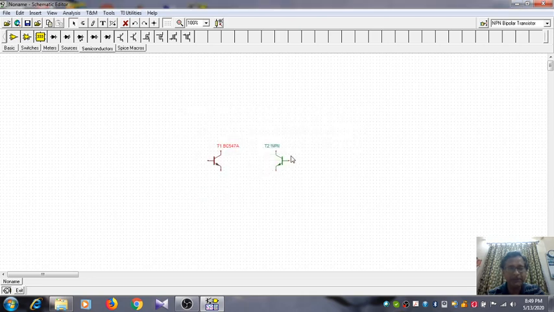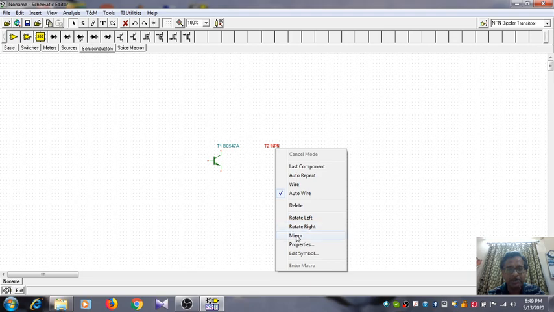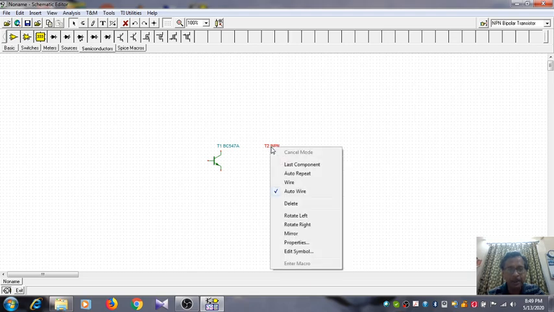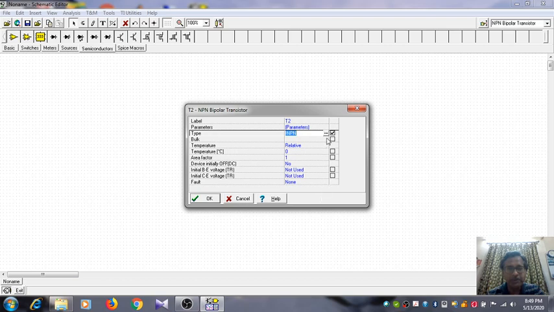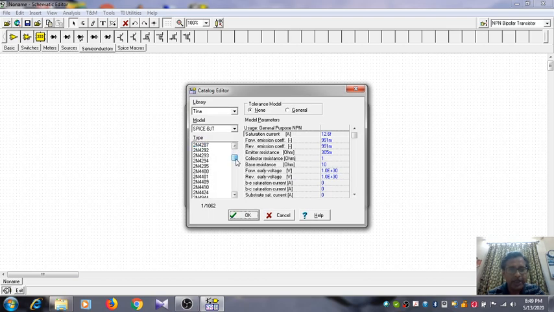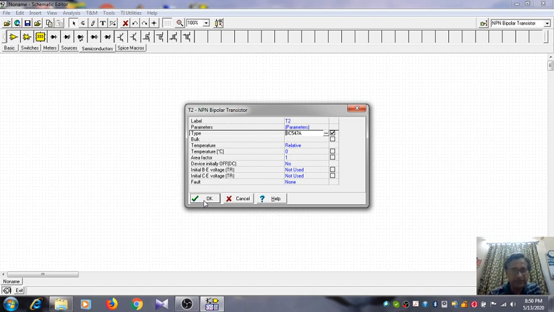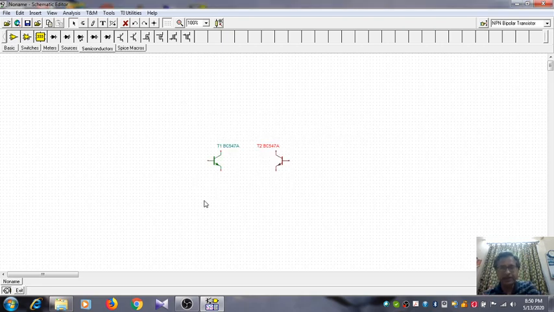That is the transistor. Similarly for this one also, we'll put the properties, and choose from amongst all possible transistors BC547A. Both the transistors should be matched in the values of beta. So both the transistors are of type BC547A.